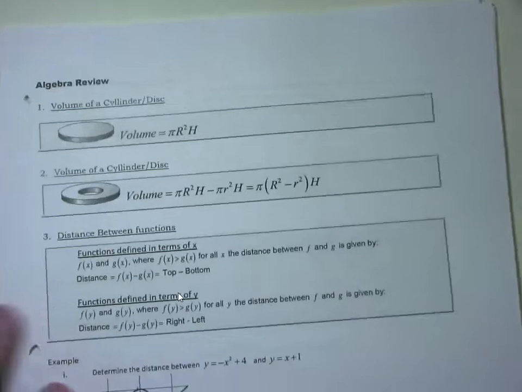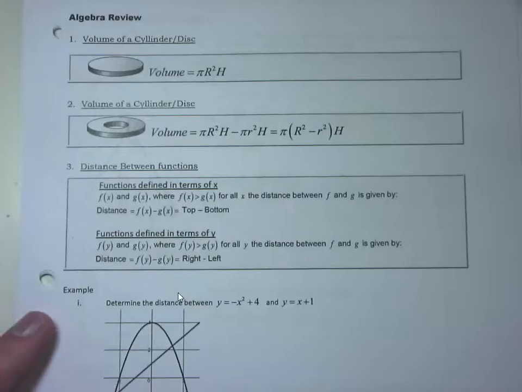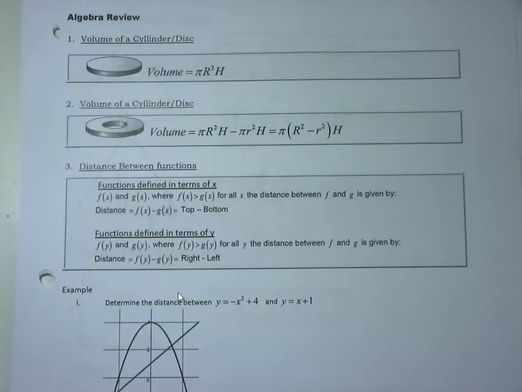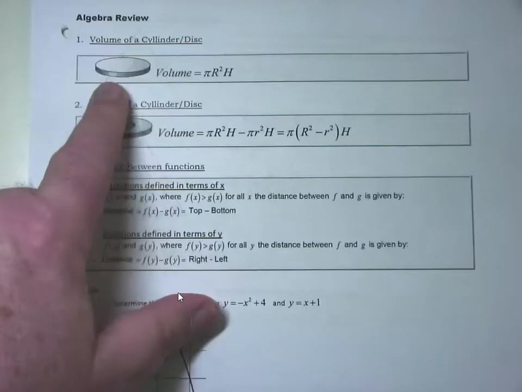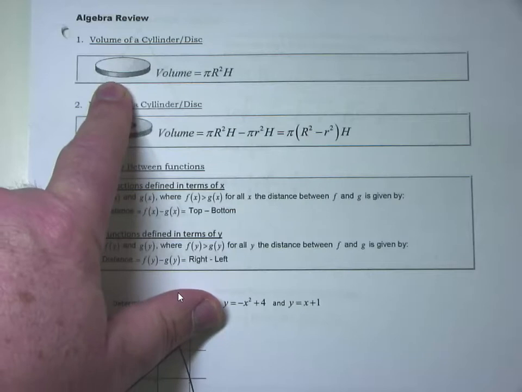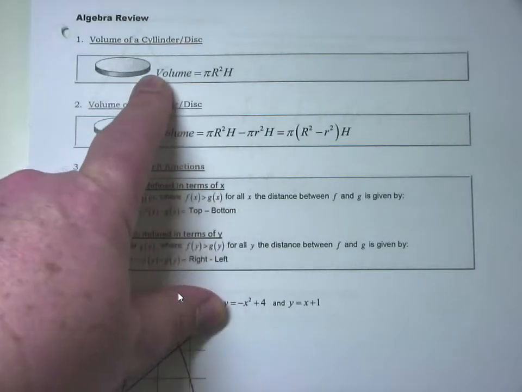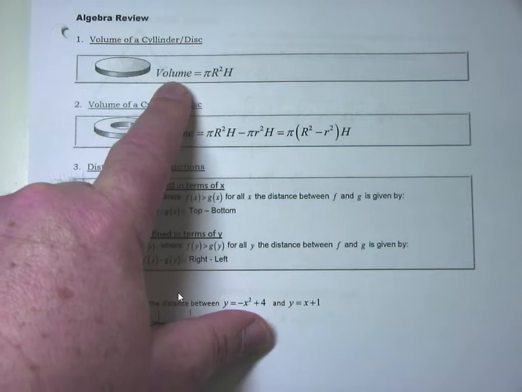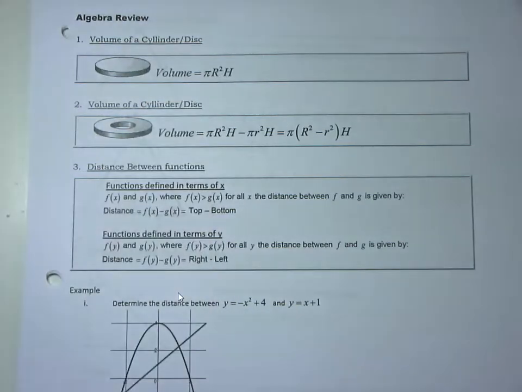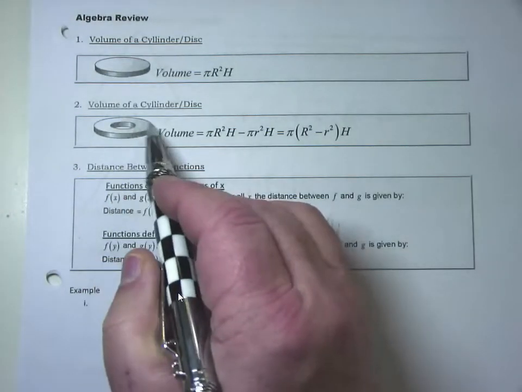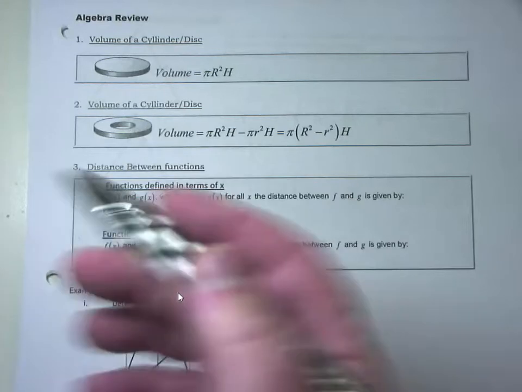The other major ideas you're going to need to know for this section are sometimes the formulas. The volume of a cylinder, and the cylinder is a disk, except the height is very, very small. You should know, you're going to see this formula a lot, that the volume of a disk is pi r squared h. For the volume of a cylinder disk with an inner one and an outer one, this is called a washer, if you will, because it looks like a washer.